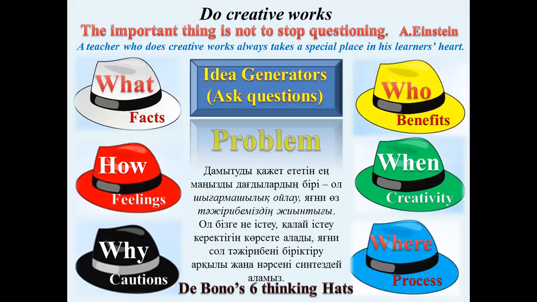I want to say about one of the simplest methods of developing creative thinking we face every day in every situation. It's idea generators, or asking questions. This method can be used in different activities in different classes. In this case, we can use Bono's six thinking hats. There are only six questions that one student can ask another or a teacher may ask a student. This method can direct your students to think creatively and to write projects.